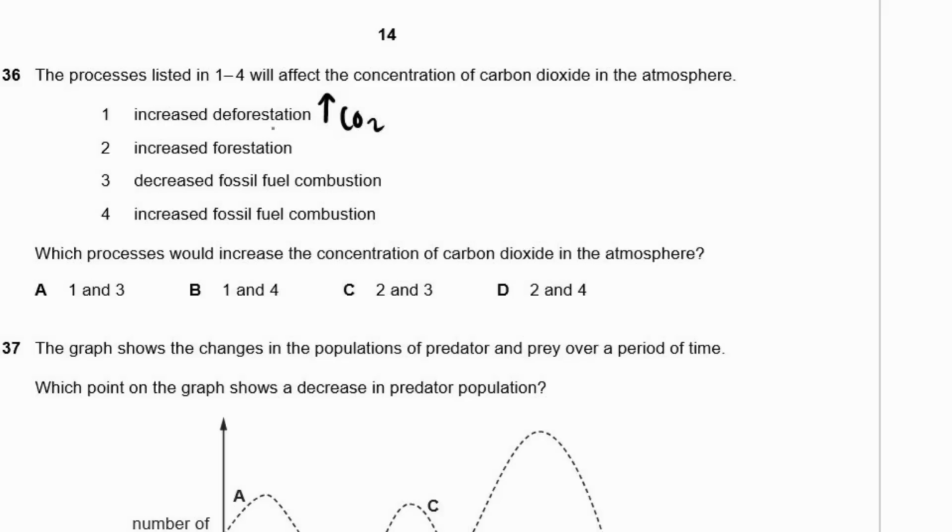Increased forestation will decrease the CO2. Decreased fossil fuel combustion: combusting of fossil fuels increases carbon dioxide concentration, so if you decrease the amount of fossil fuels, you will decrease the amount of CO2 produced into the atmosphere. And increased fossil fuel combustion will increase CO2. So the answer here, as it's looking for which would increase the concentration of carbon dioxide, we have 1 and 4. So the answer is B.